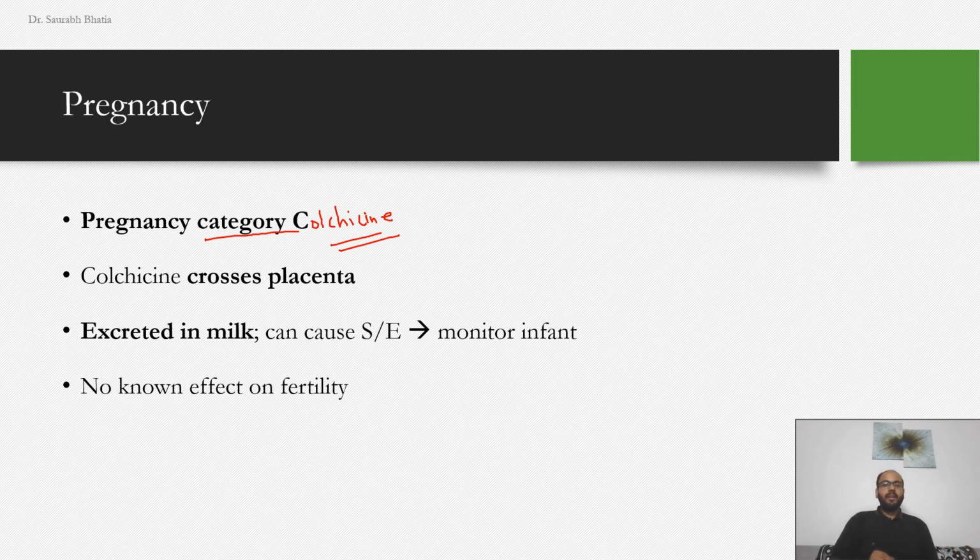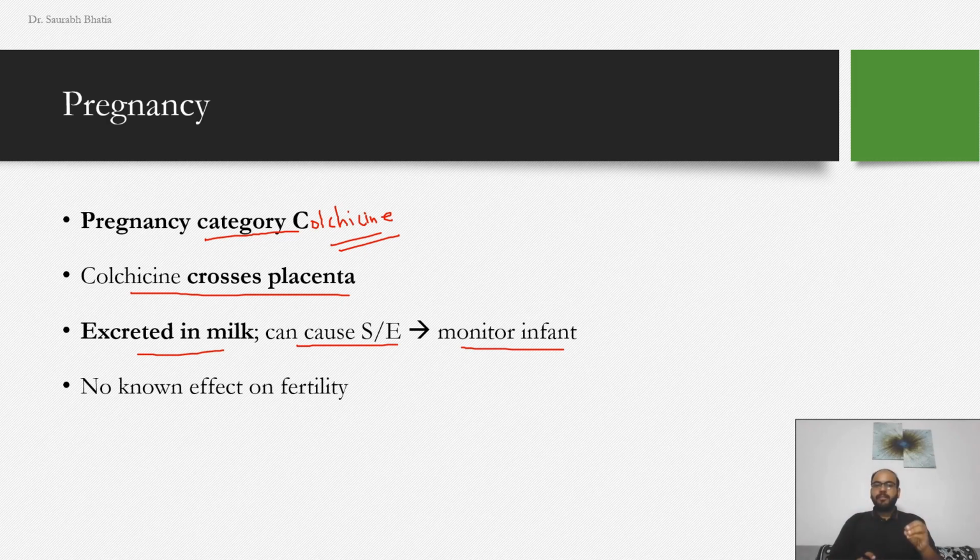letter designations. Colchicine crosses the placenta, so it reaches the fetus, the growing baby. It is excreted in milk and can cause side effects, so you have to monitor the infant. Although in the various articles that I have read, there were no reported cases of serious side effects in the infant if the mother was taking colchicine. But since the body size is so small, even lower doses can cause side effects.